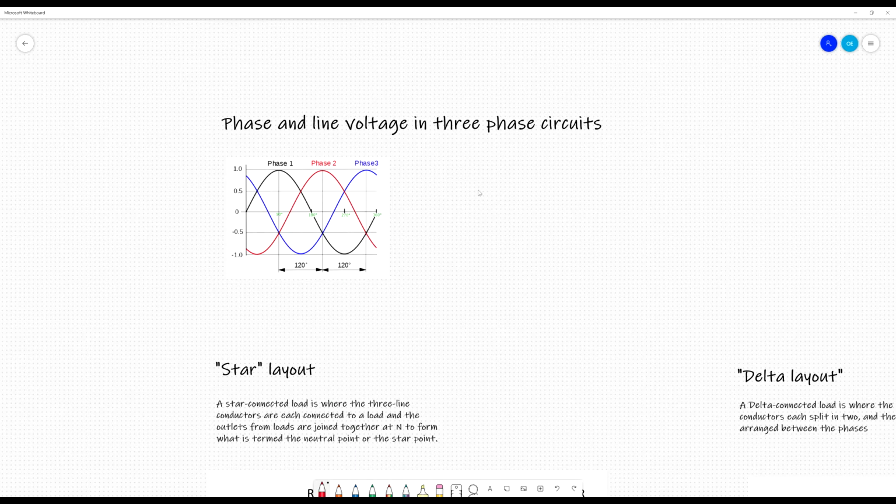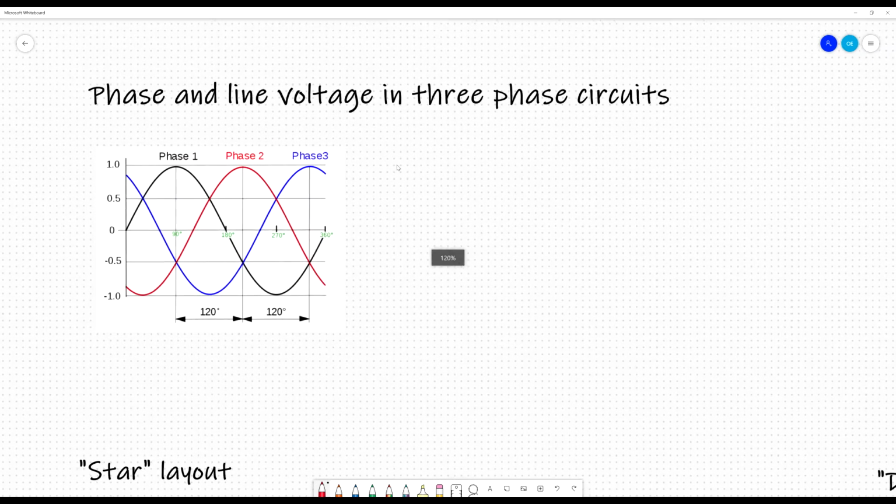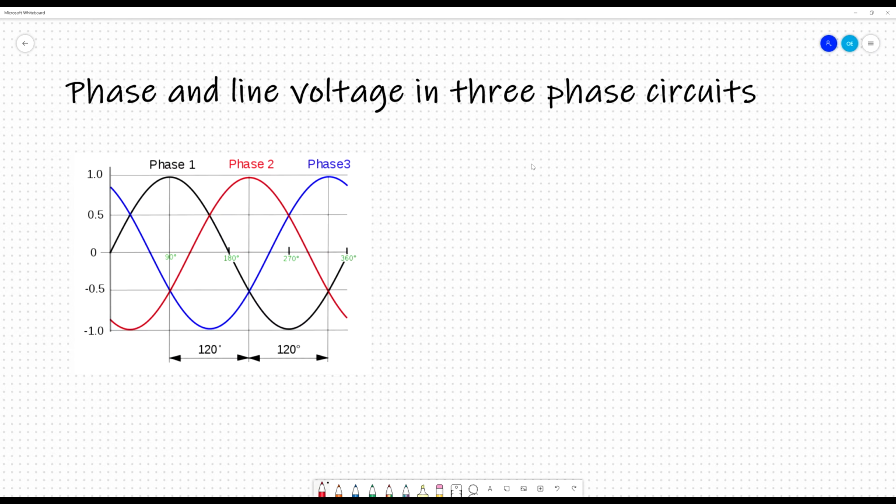In this section we're going to be looking at phase and line voltages in three-phase circuits. Now I'm sure this is something that most of you know about or maybe even can remember, but if not, this will act as a refresher. By this stage in your life you should all be familiar with a diagram like this.